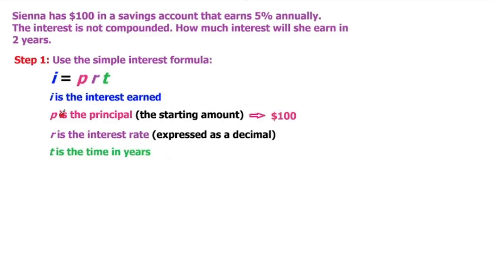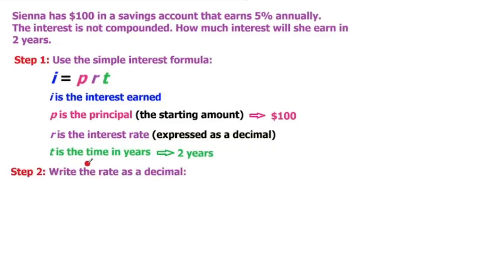So we know P, the principal, is $100, right? She starts off with $100 in her savings account. So that's the starting amount. And time is 2 years. After 2 years, how much interest will she have earned?